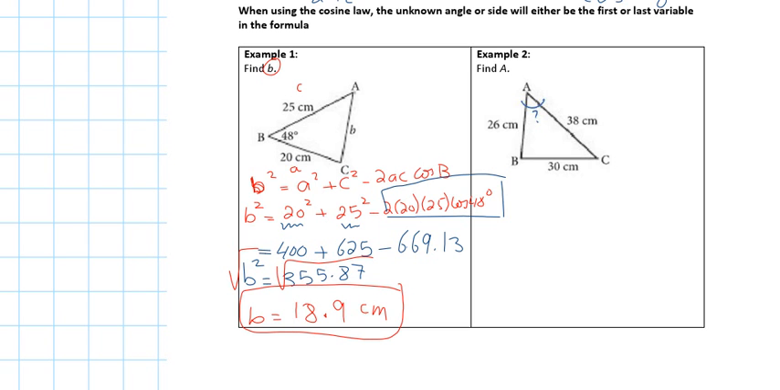So the trick with this is to make sure that you know that whatever is in the square right here, the 2 times 20 times 25 times cos 48, has to go all together, otherwise your calculation is going to be wrong. Are we okay with this?